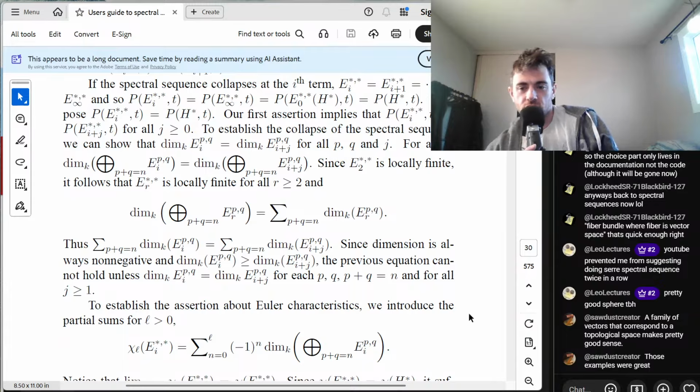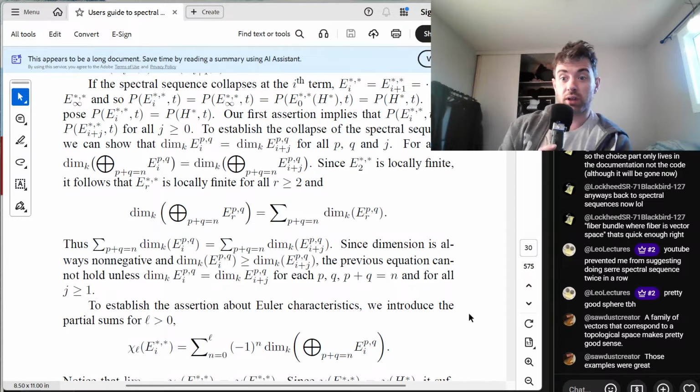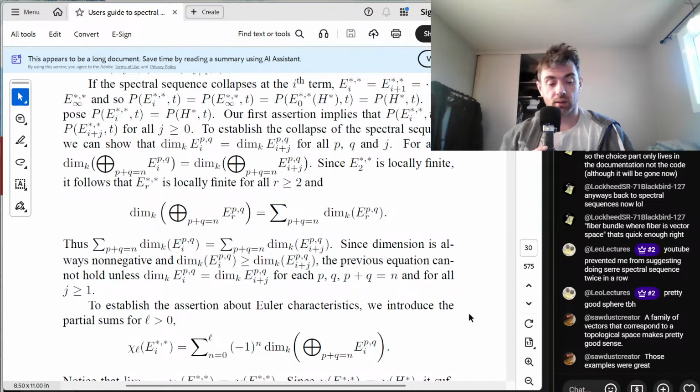A family of vectors, not a family of vectors, a family of vector spaces. So a vector space is a big collection of vectors, and now a vector bundle is a collection of vector spaces. Yeah, it's a freaky thing.